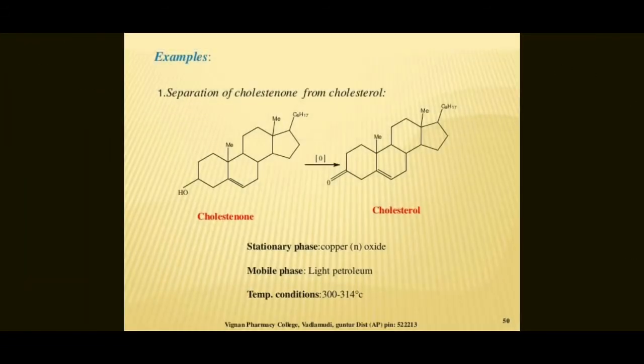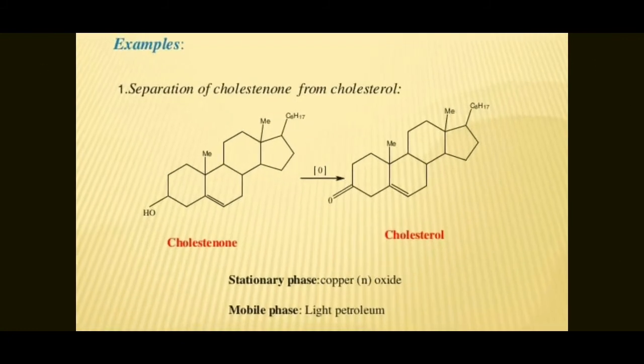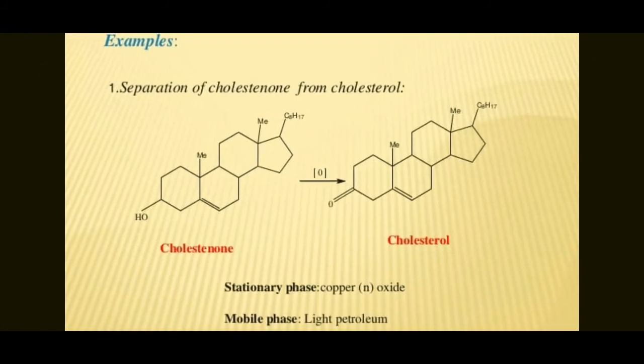Students, separation of cholesterol. For the separation of cholesterol, cholesterol reacts to convert to cholestenone. The stationary phase is copper oxide, and the mobile phase, the liquid phase, is light petroleum, at a temperature condition of 300 to 314 degrees Celsius. Okay, students. So the explanation diagrams are given below in the slides. Cholesterol converts to cholestenone.